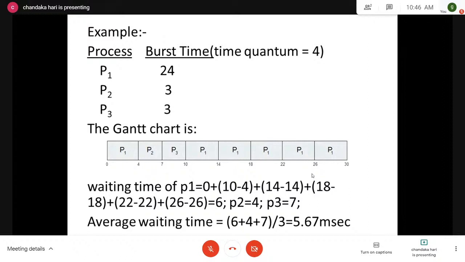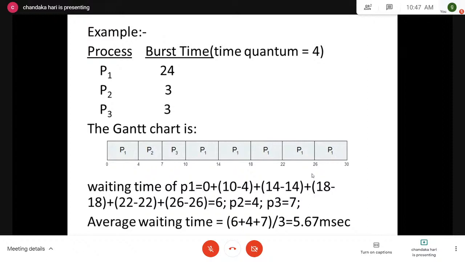Earlier it stopped at 14 and started at 14. That implies it's 0. Earlier stopped at 18, again it started at 18. There is no waiting time, 0. Similarly, 0, 22 minus 22, 26 minus 26, that is 0. So the total waiting time of process P1 is equal to 6.